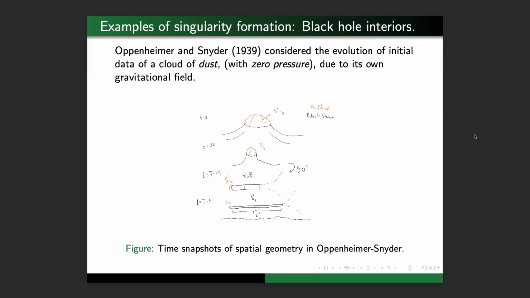The red is the support of the fluid, blue is vacuum, blue is Schwarzschild. It's the portion of Schwarzschild.